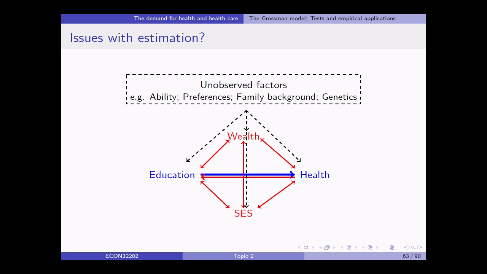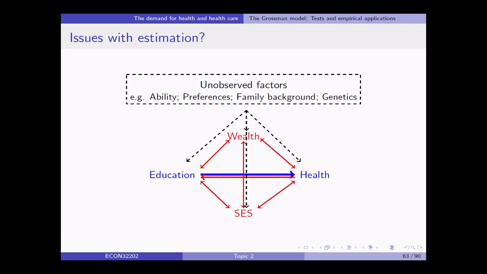But wealth and socioeconomic status tend to be observable. You can observe people's wealth, or you can ask them to report it. You can observe proxies of socioeconomic status, so income, family position, education is a socioeconomic status, and whether people are in poverty or not, for example, are observable.